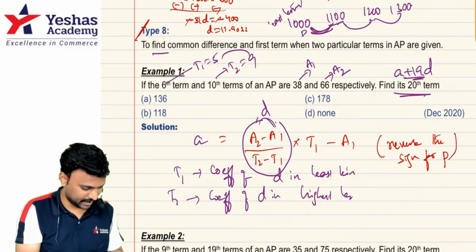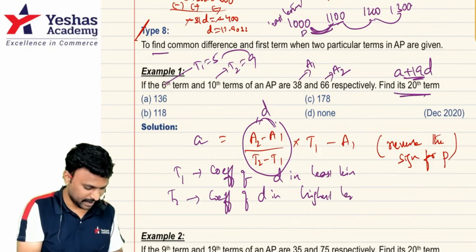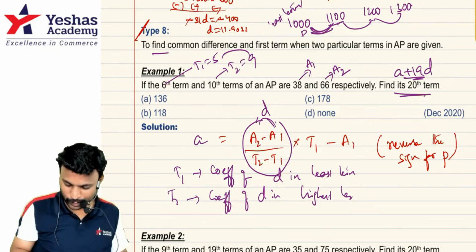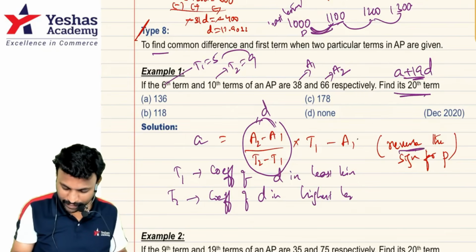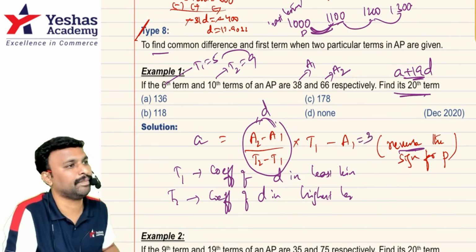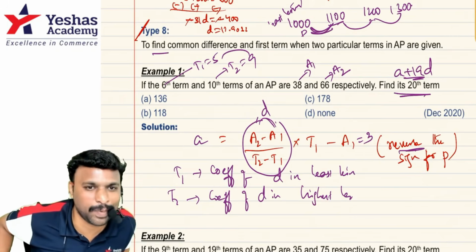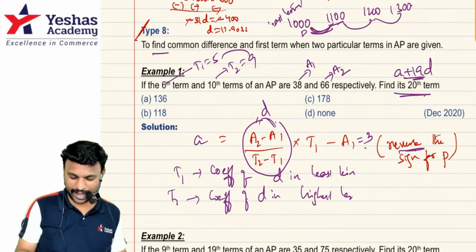Minus what is A1? Minus A1, which is 38. That fetches you how much? Minus 3. But I told you what? Reverse the sign. So the A value is plus 3. You are getting negative, right? You have to reverse the sign, right? So is it not plus 3? Yes. So write down the A value.